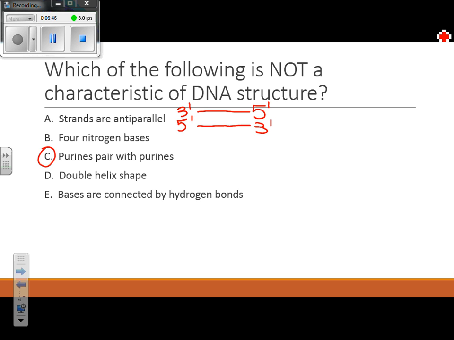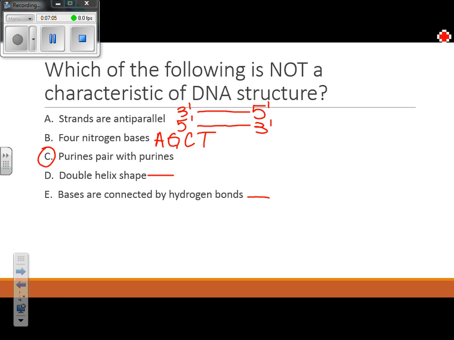We do have 4 nitrogen bases. Hopefully this is pretty straightforward by this point. We have adenine, guanine, cytosine, and thymine. We do have a double helix or a twisted ladder shape, and the bases are connected by hydrogen bonds.